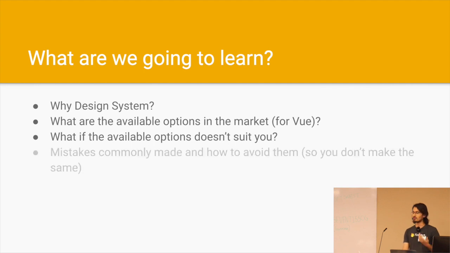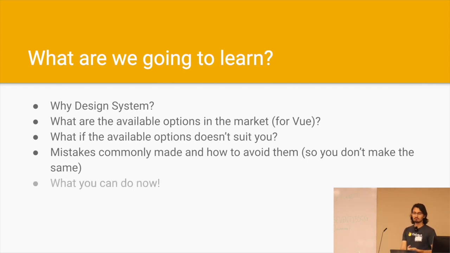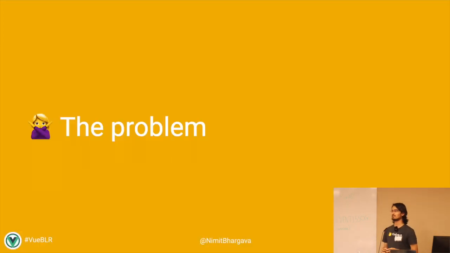And I will also explain the common mistakes that people can make while approaching design systems, and the ways to avoid them. This talk will also help you learn what you can do from now, if you are in your current situation, how you can transition to a design system. That's it. Let's talk about the problem. Why do we need a design system?